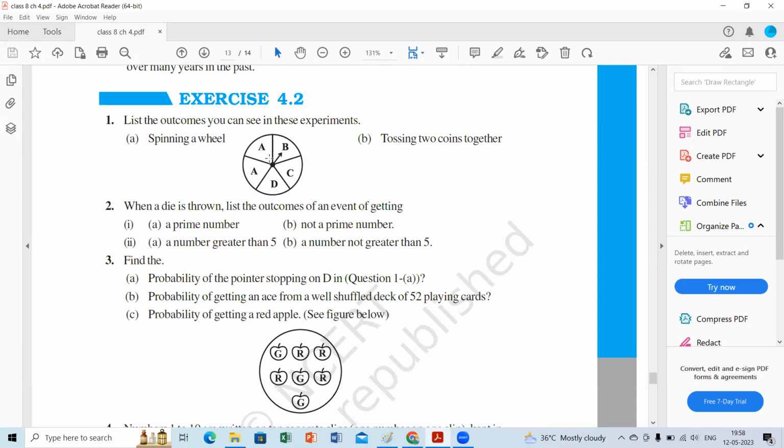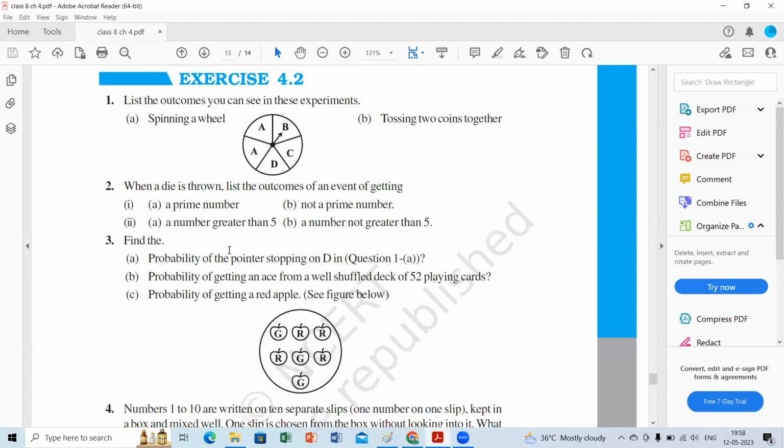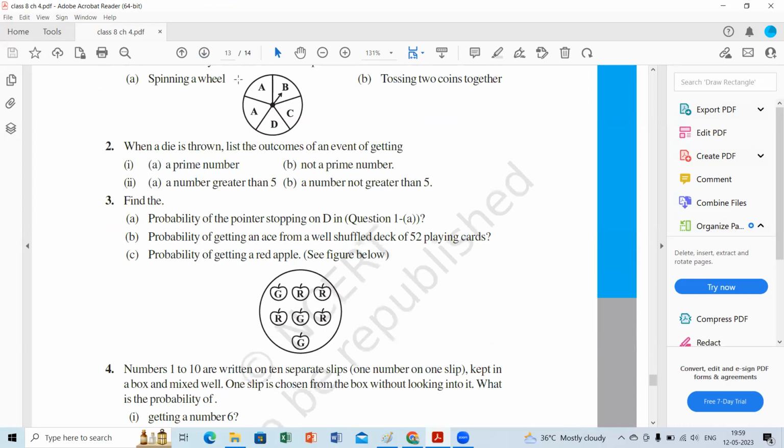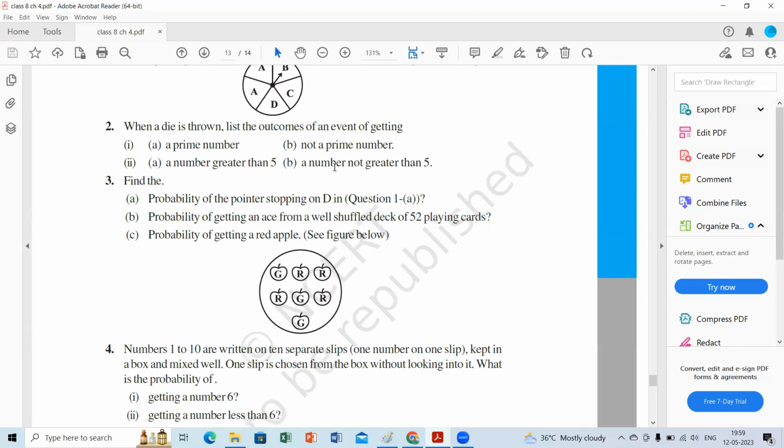Students say there are just 4 total outcomes, since B, C, D are singular and A is double. But look at the question: the probability of the pointer stopping on D is only 1 out of 5. We cannot consider 4, because the circle is divided into different sectors, right? So the total outcomes are 5.